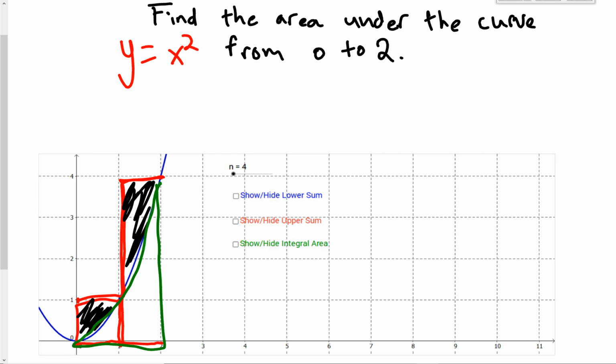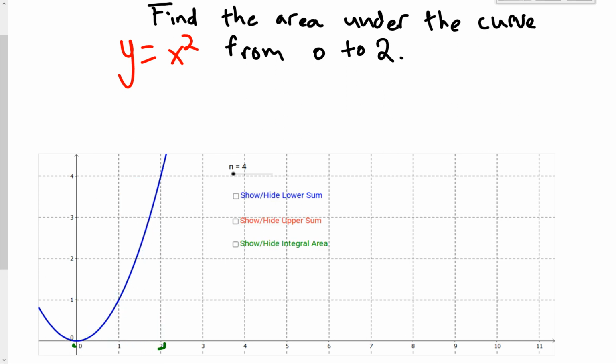Well, if I clear that out and make more rectangles, so maybe a rectangle right here, and a rectangle right here, and a rectangle right here, and a rectangle right here. Again, I still have a little bit of overestimate here and here and here and here, but it's not as much, right? And then again, if I make even more rectangles, maybe right here, and right here, and then right here.